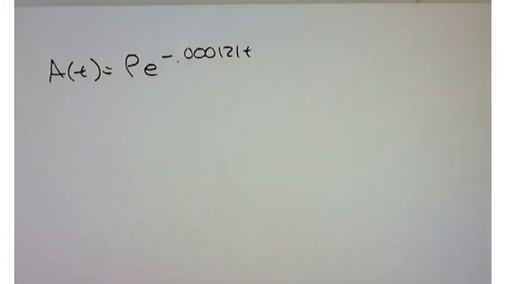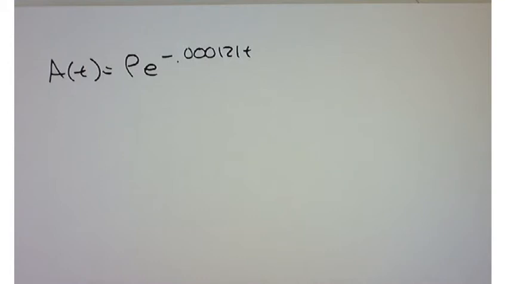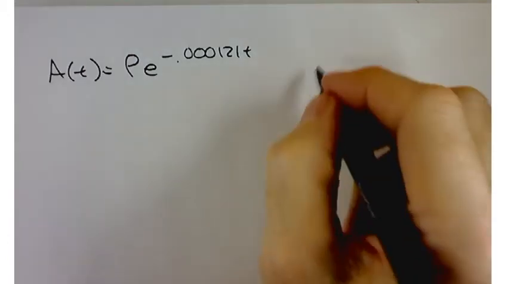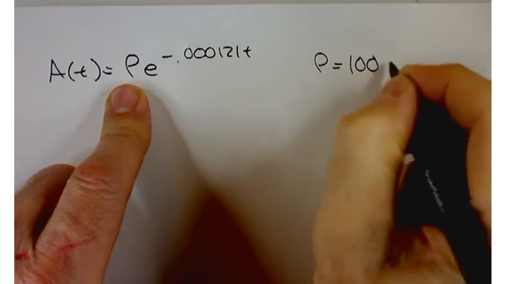This tells you the decay rate of carbon-14. Has anyone ever heard of carbon-14? What do they use carbon-14 for? Carbon dating, radioactive carbon dating. So P is your initial amount. Let's start out with 100 grams.